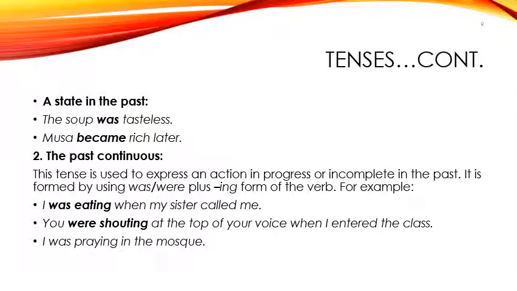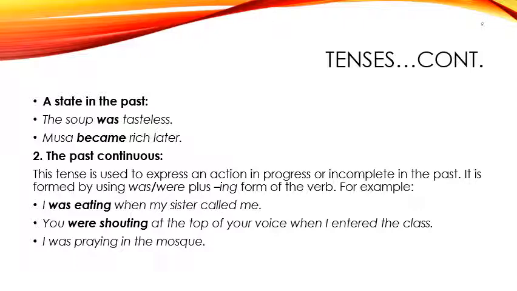Then the second division of past tense is past continuous. Remember we said past tense has 4 subtypes. The second is past continuous. This tense is used to express an action in progress or incomplete in the past. It's formed using was or were, depending on the number, plus a verb taking ing.